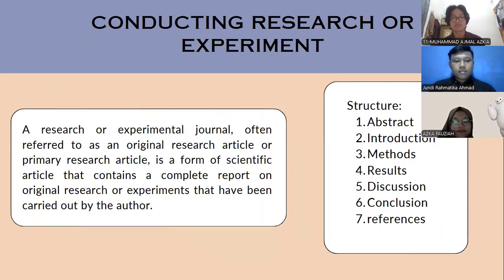The conducting research or experiment journal, often referred to as an original research article or primary research article, is a scientific article that contains a complete report on original research or experiment that have been carried out by the author. Structure is first abstract, second an introduction, method, result, discussion, conclusion, and reference.